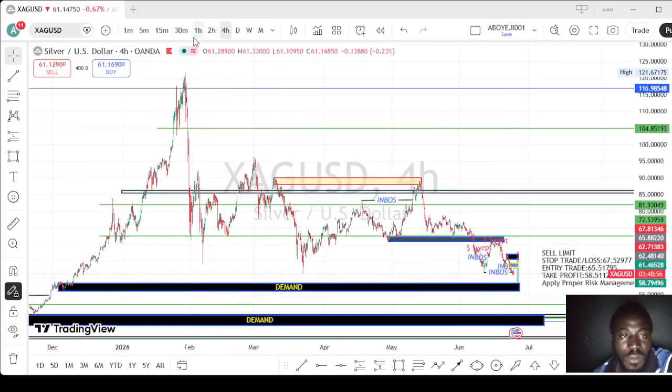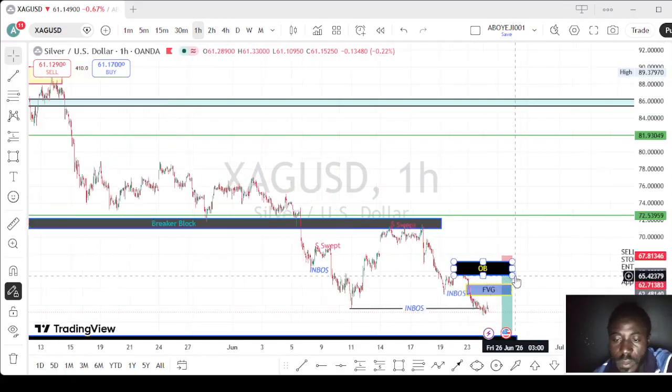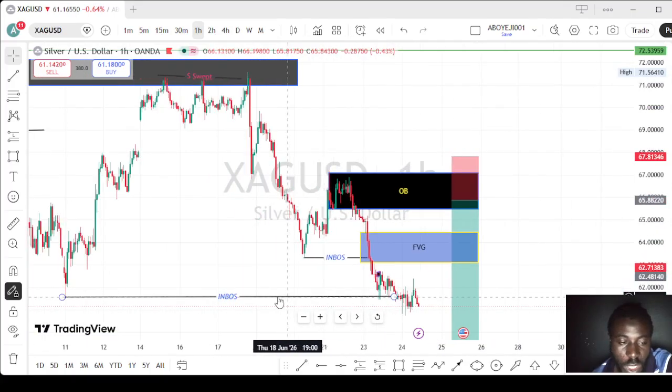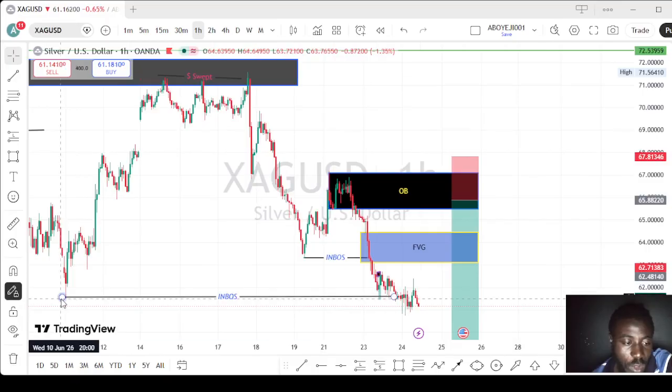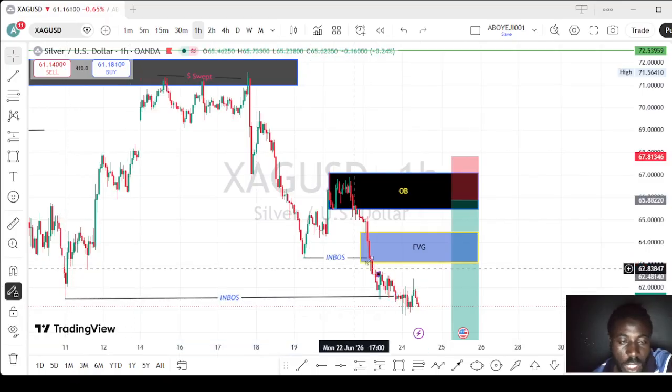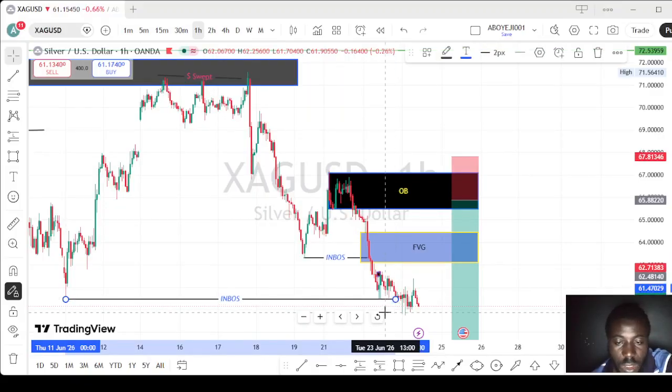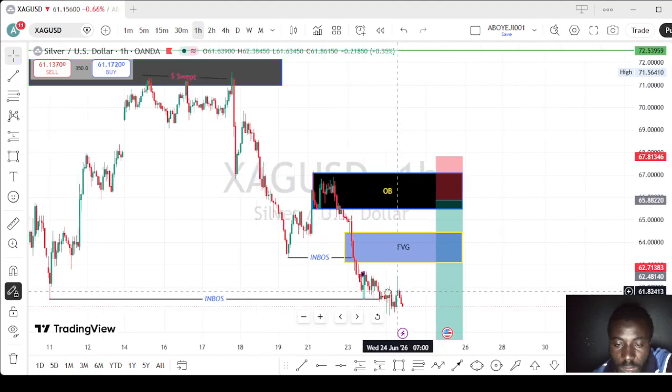Let's move to the 1 hour time frame. This is the 1 hour time frame. This is all what we are having on the 1 hour time. You can see the major break of structure, align with this 1 hour. You can see what the market is giving us.